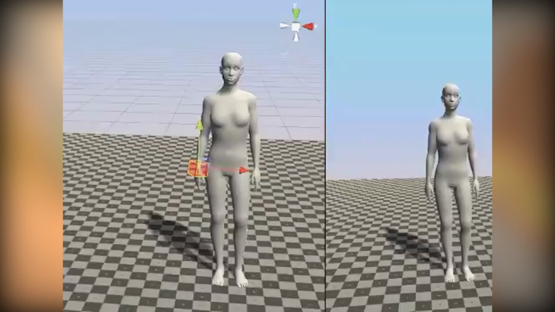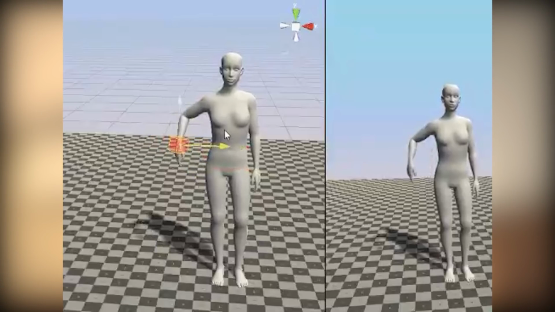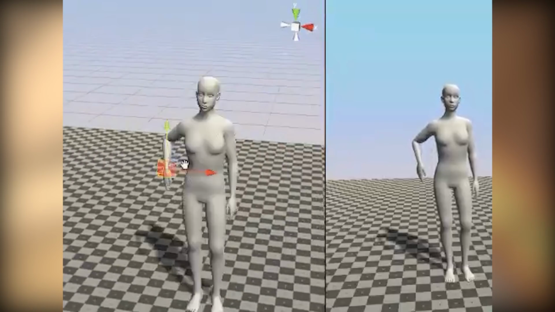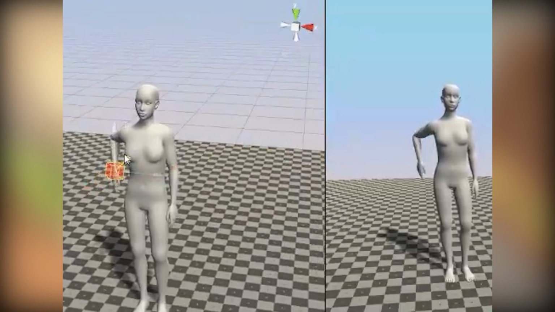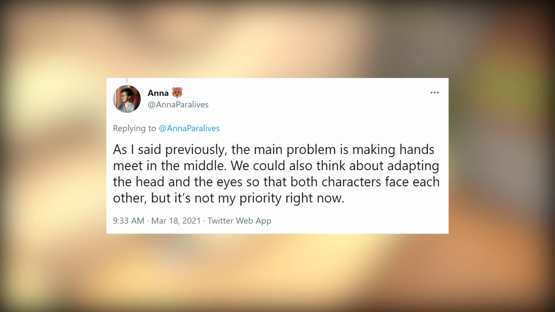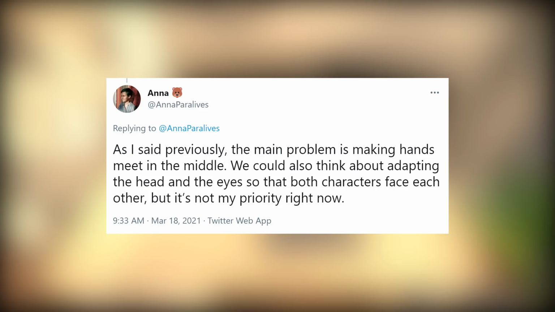Procedural thingies are added on top of the existing animation, so you should see the idle animation playing here, only the arm is being taken over. All right, let's high five procedurally now. As I said previously, the main problem is making hands meet in the middle. We could also think about adapting the head and the eyes so that both characters face each other, but it's not my priority right now.